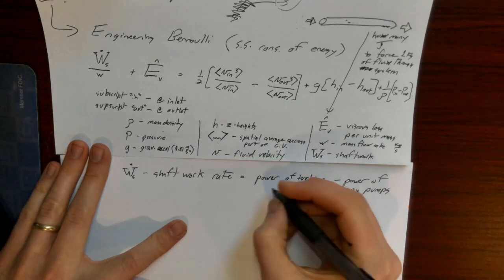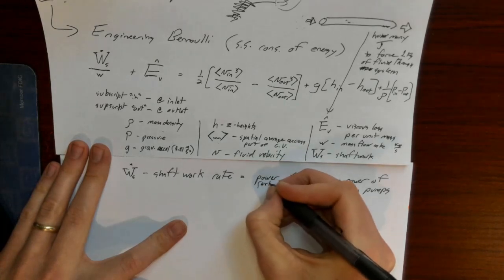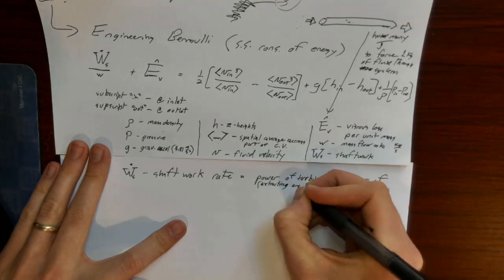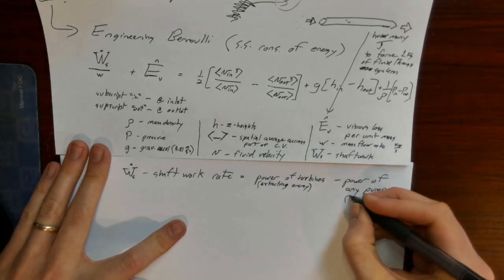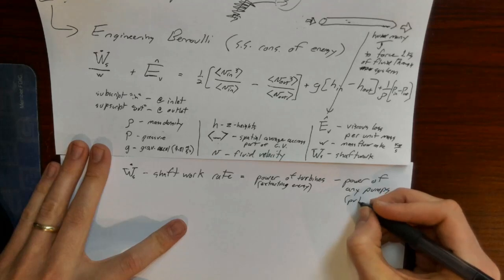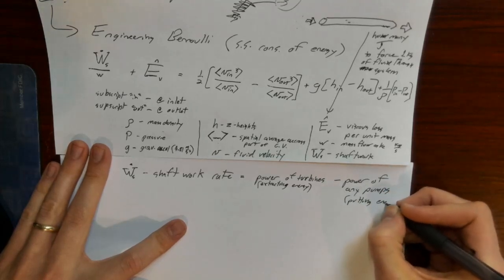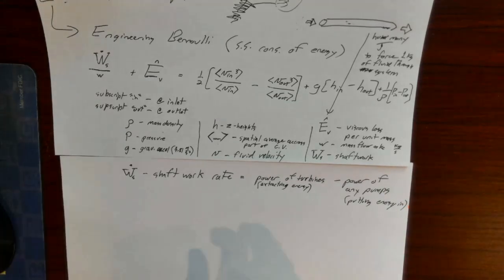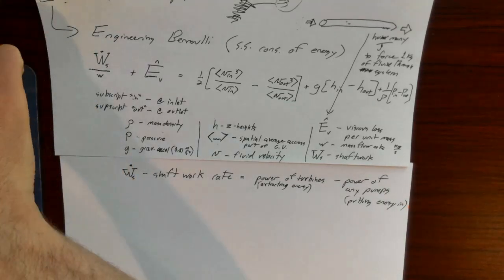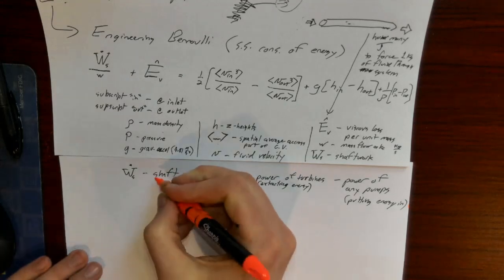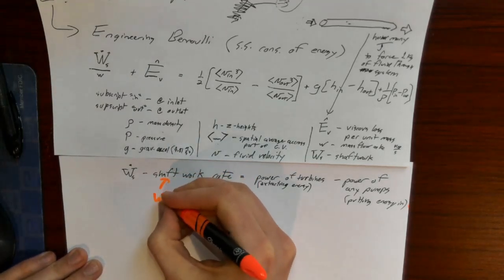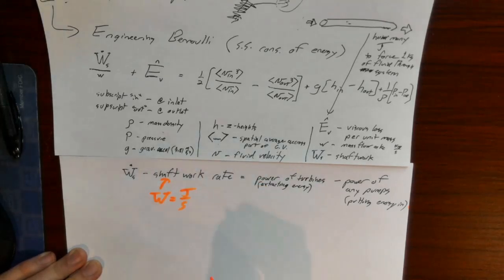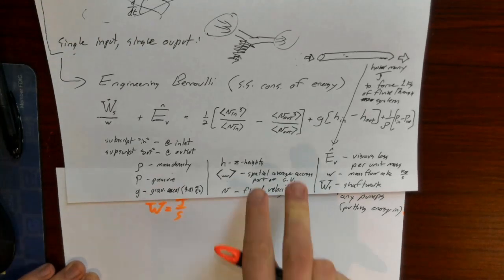So the turbines are extracting energy from the fluid, and the power of any pumps is putting energy in. So a shaft work rate would, of course, have units of watts or joules per second. So there we have it.